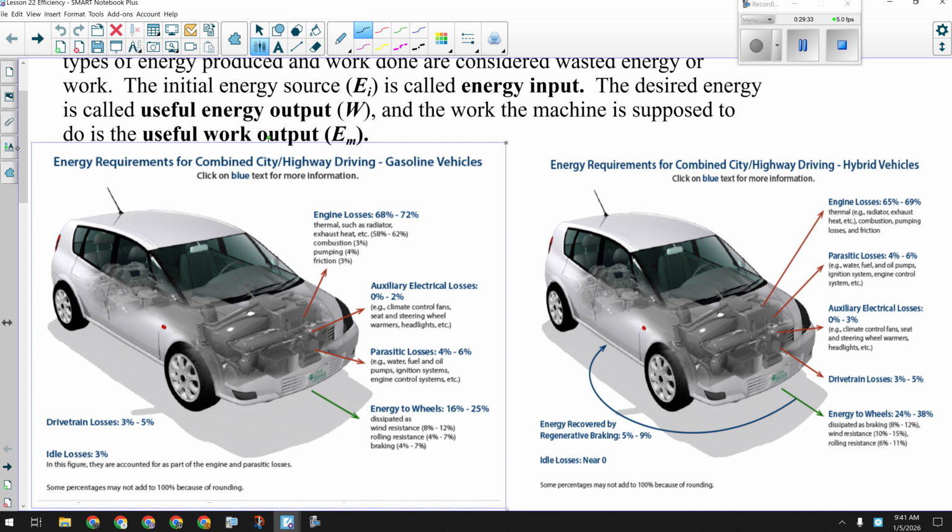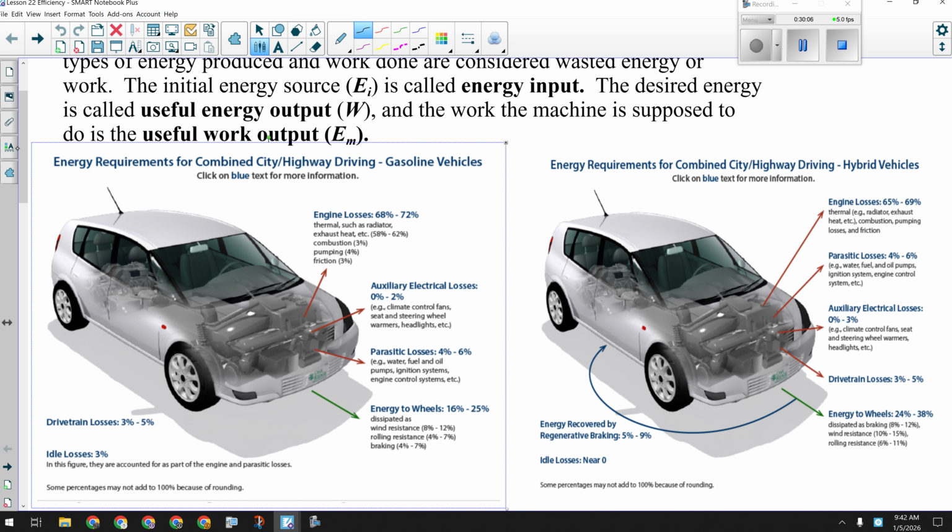Combustion, pumping. You've got a water pump in there that's pumping coolant through your car. Why do you need coolant? Because your car gets really, really hot, and if you don't have coolant, the engine will literally melt. The pistons will expand, they'll seize, and the whole engine just breaks down. And then there's internal friction. So exhaust, heat, etc., 58 to 62% of the energy in your fuel; combustion 3%, pumping 4%, friction 3%. There's a lot of waste in internal combustion as heat.